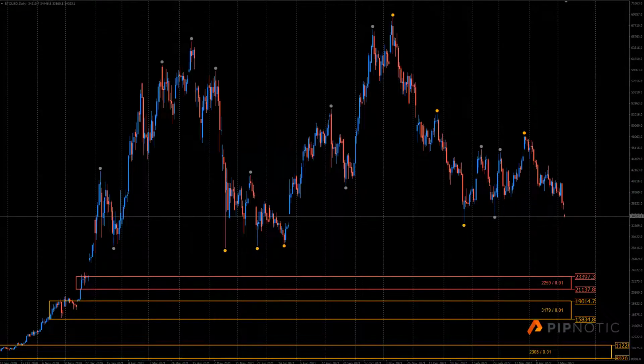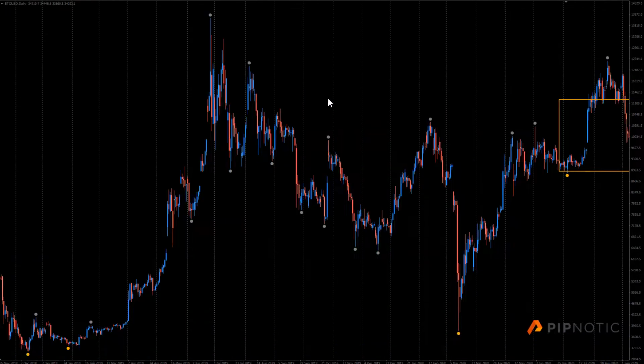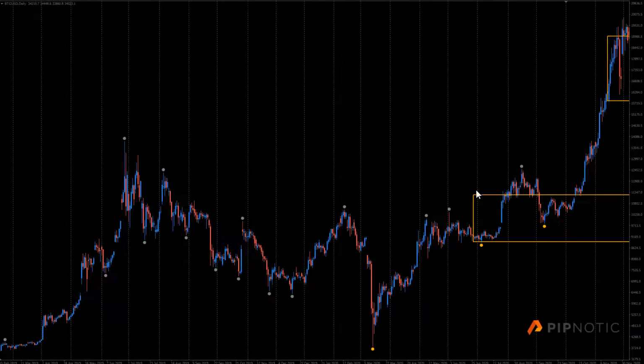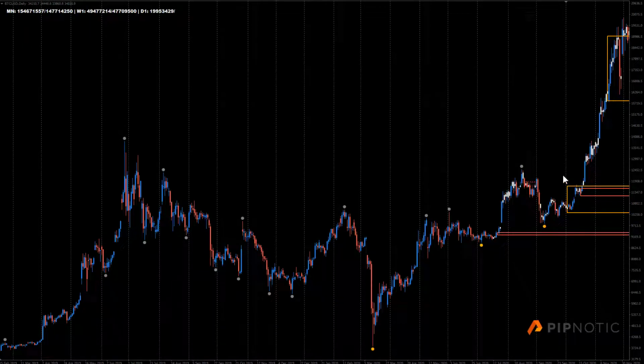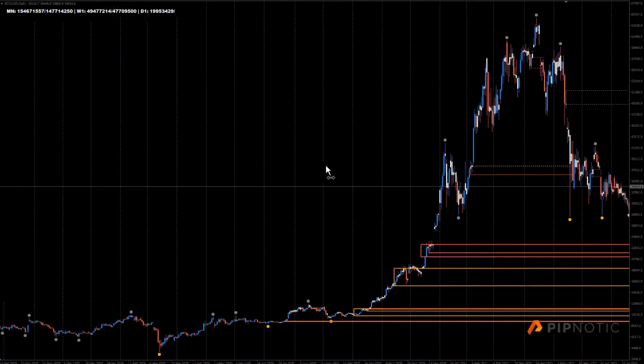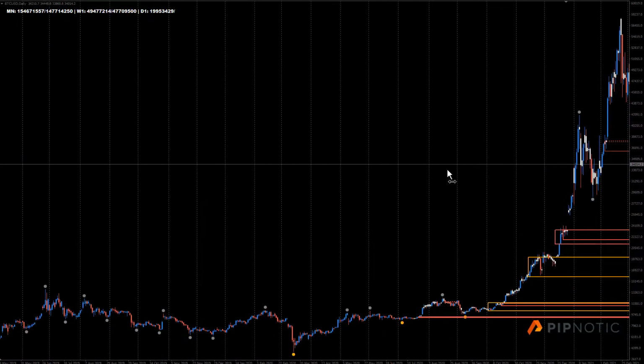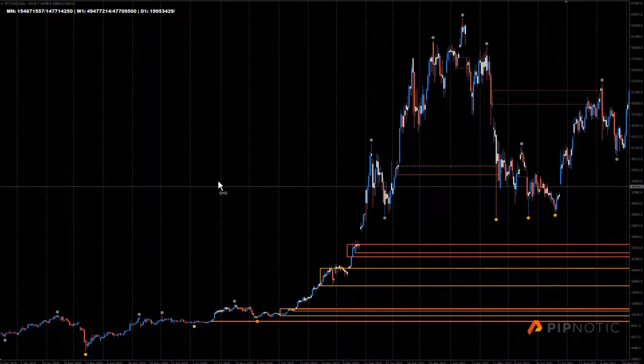Let me go to the daily and pinpoint that. It's not very clear there. There it is, right there. That's beautiful right there. So we have that one. That's an interesting one. This is a very interesting one as well. That's really far away from price. If you look at it here, it's not that far, is it? We still have a few hurdles in the road.